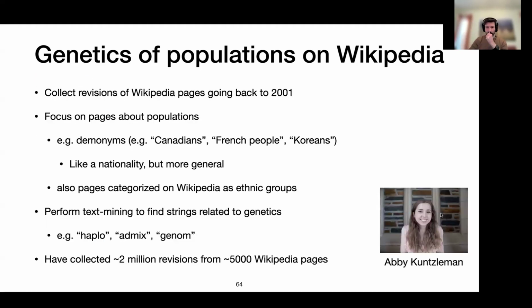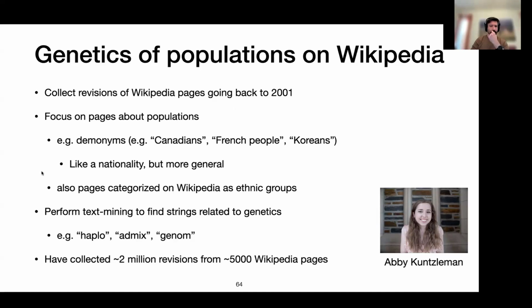So I've been doing some work with a PhD student, Abby Kunzelman, and the idea is we took a whole bunch of Wikipedia pages and used the Wikipedia API to collect data about them going all the way back to 2001. We focused on pages about populations, so demonyms, which is a fancy way of saying a name for someone from a place. For Canada, it's Canadian. For France, it's French people. For Korea, it's Koreans. It's like a nationality, but more general.